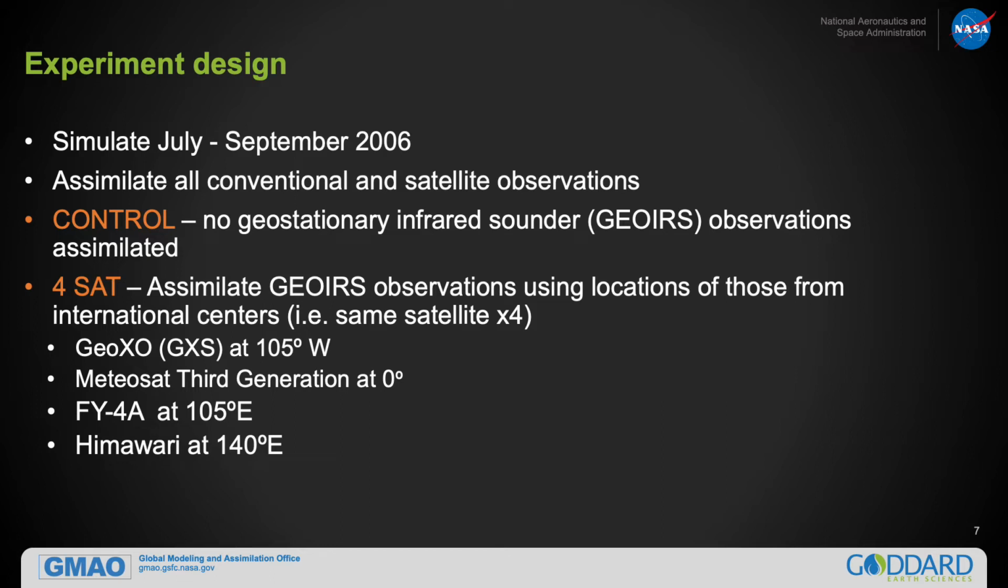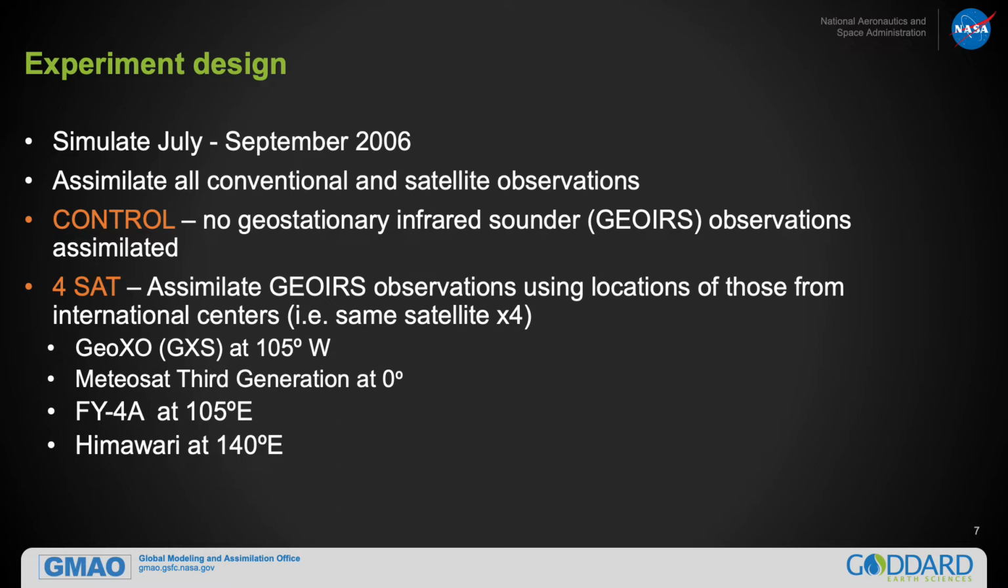with 2 experiments simulating July through September 2020. Both experiments assimilated all conventional and satellite observations, and the 4SAT experiment also assimilated GeoIRS observations using locations of those from international centers. This included the proposed GXS at 105 degrees west, MTG at 0 degrees, FY4A at 105 degrees east, and Himawari at 140 degrees east. All 4 of the simulated instruments are identical, with the only difference being their location.